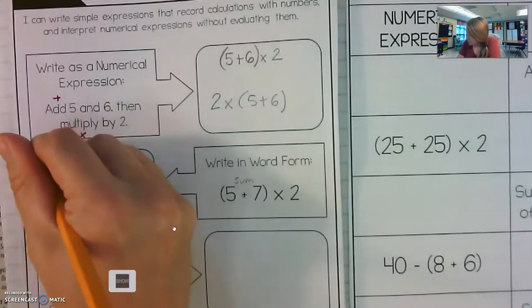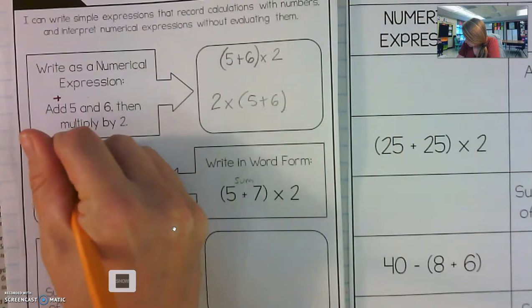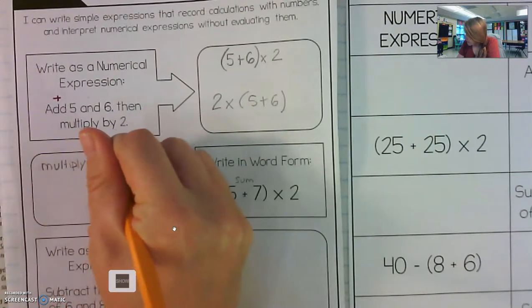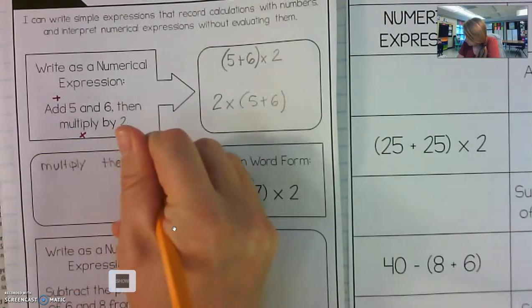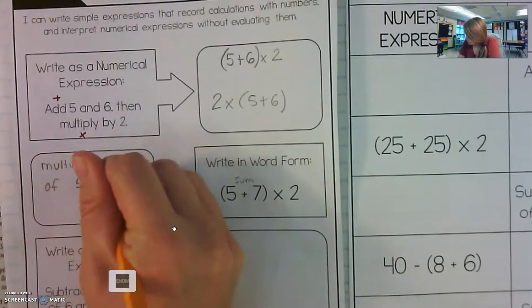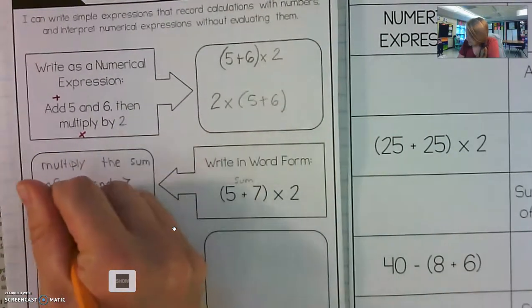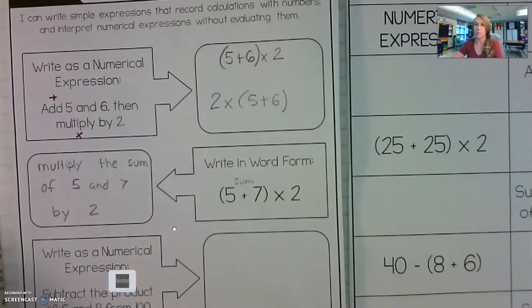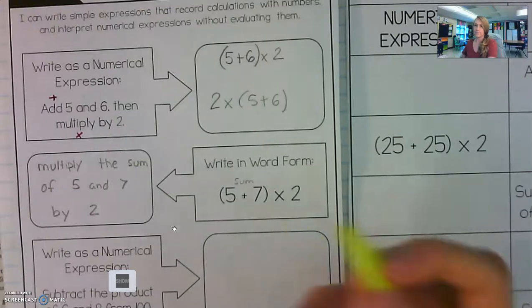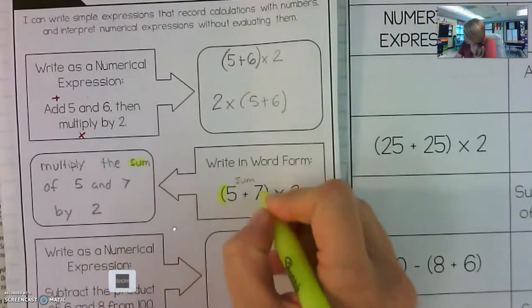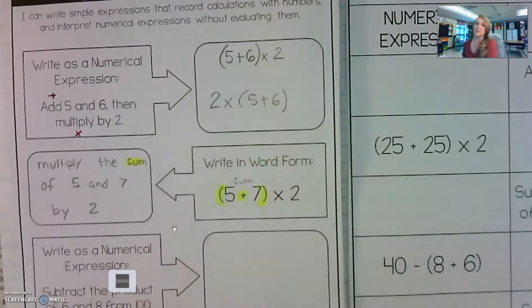I'm going to write multiply the sum of 5 and 7 by 2. I think that's a pretty advanced 5th grade way of writing that. Again, not the only way, but the 5th grade way. So we can see we're using the word sum because we have addition inside of parentheses.